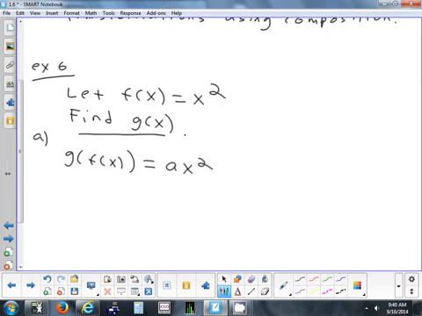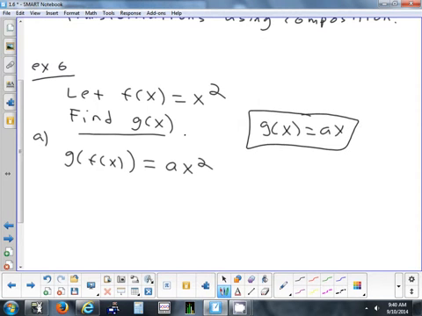Anybody see what g of x would have to be? We can just try it and see if it works, and if it doesn't work, then we can make an adjustment, try to fix it. Yep. ax. Yeah, g of x equals ax. And now you go through the composition. g of x squared. That's plug x squared into function g. So you change your variable to x squared, and you get ax squared. And that's exactly what we wanted. So g of x is the function ax. So it's a little tricky to think through, but that's how you do it.